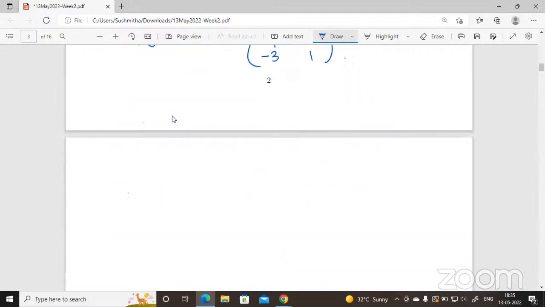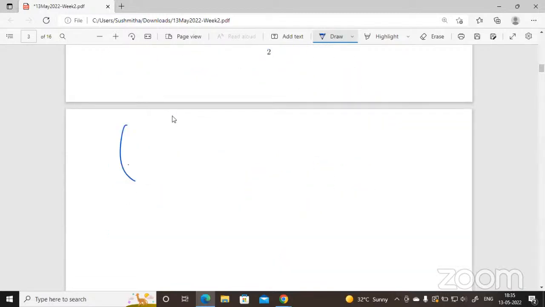This interchange thing is valid only for 2 cross 2. Okay. So what is the cofactor matrix for this matrix?